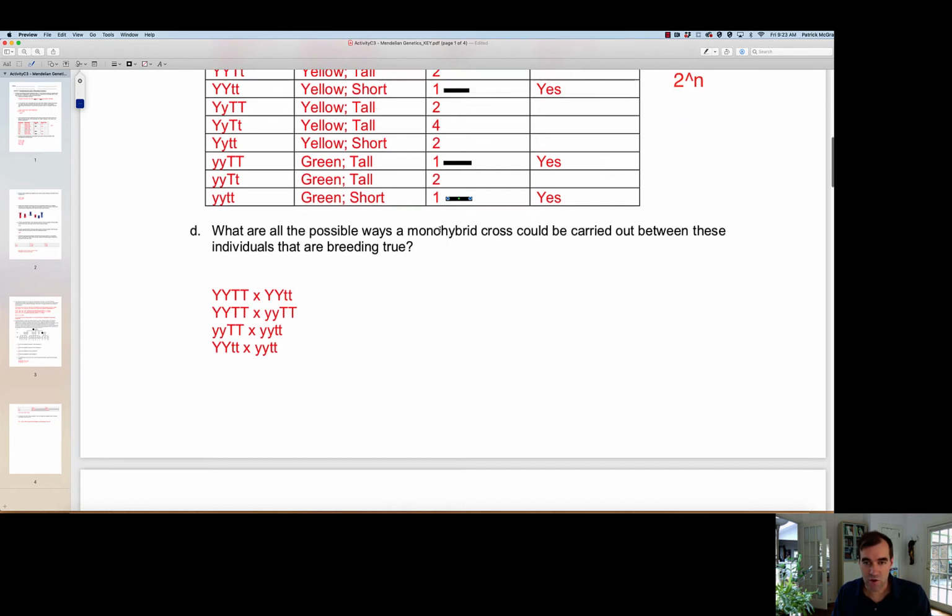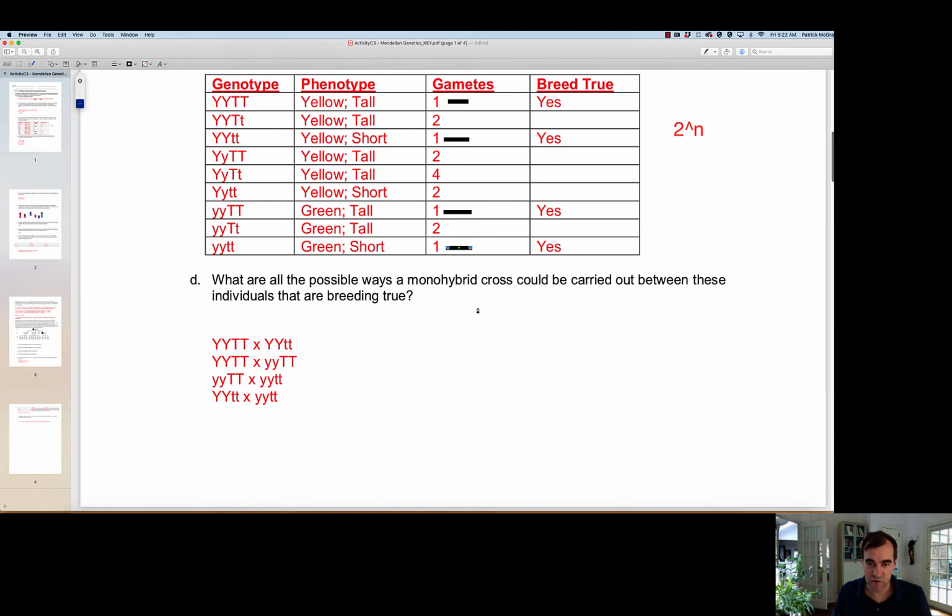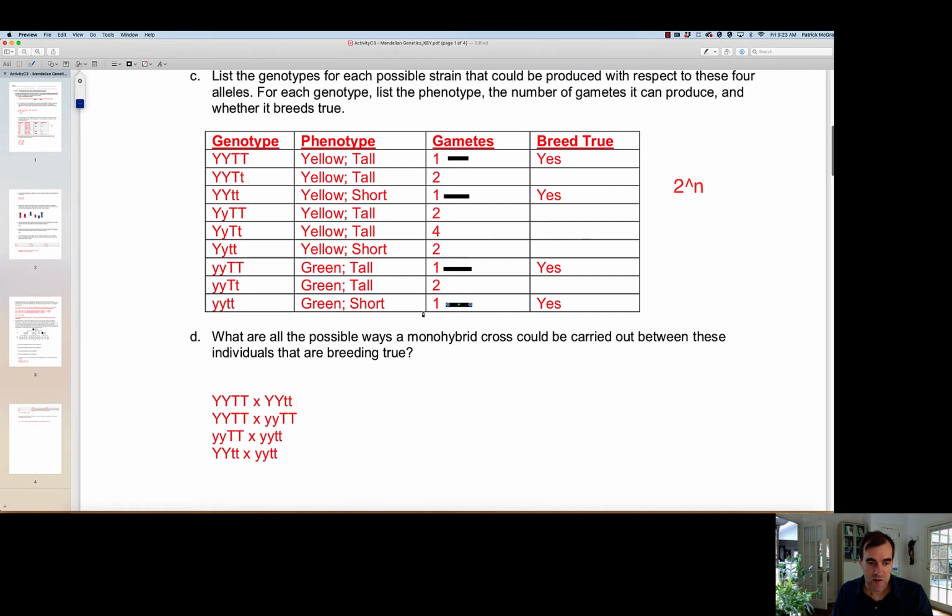Monohybrid crosses. I think a lot of you were confused at first, but hopefully now it makes sense what a monohybrid cross is. These are between individuals that are breeding true. So there's 4 individuals that breed true, and so there's 6 total combinations of ways that we can do these crosses. Actually, there's more than 6. There would be additional crosses between the same genotypes, but they would not have any sort of genetic difference between them. The way that the monohybrid cross works is that you would want a single trait to be different between the 2 parents.